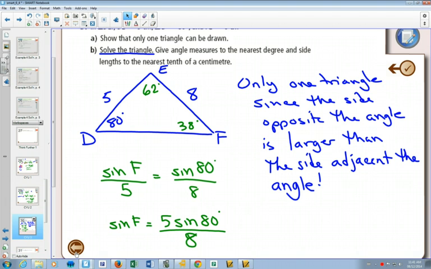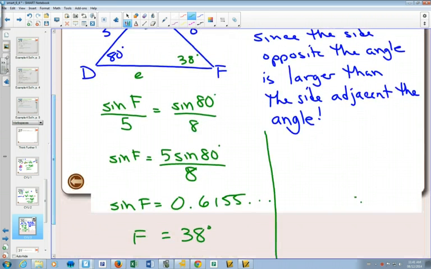What haven't we solved for? We need side DF, which we could write as a little letter e. That's the last thing we need to solve for. We can't use a squared plus b squared equals c squared. We can't use SOHCAHTOA because it's not a right angle triangle. But do we have an angle and an opposite side? Yes. So we can use sine law.